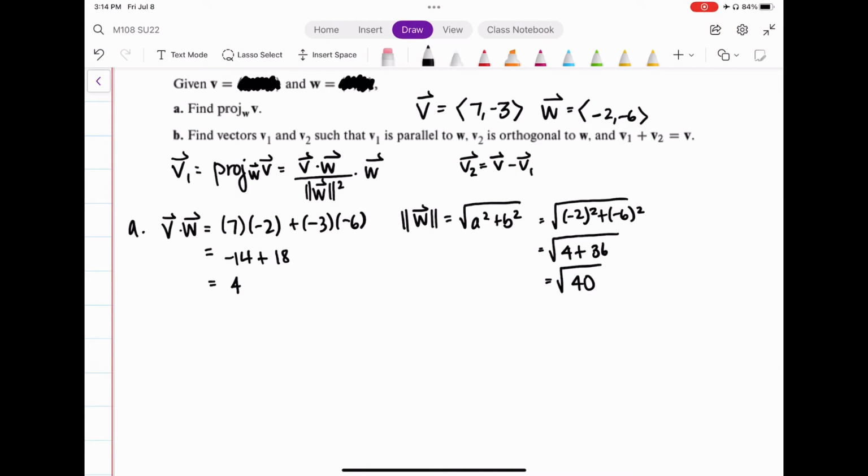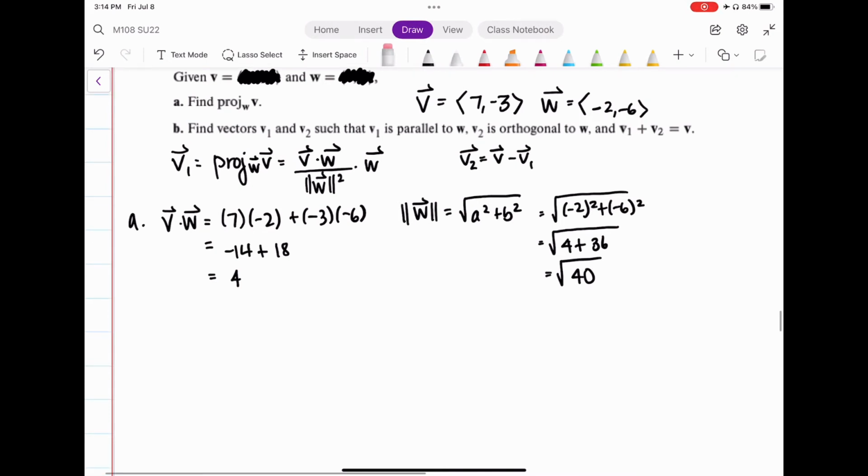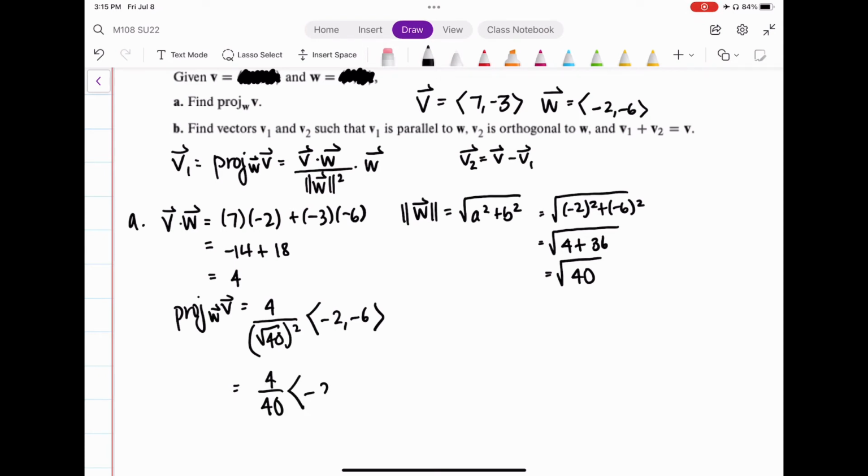Plugging these values into the formula for vector v1, we get 4 divided by the square root of 40 squared times vector w, which is -2, -6 in component form. Simplifying, the square root of 40 squared is 40, so we have 4 over 40, which we can reduce, times -2, -6. 4 over 40, if we divide out a 4, we get 1 over 10.